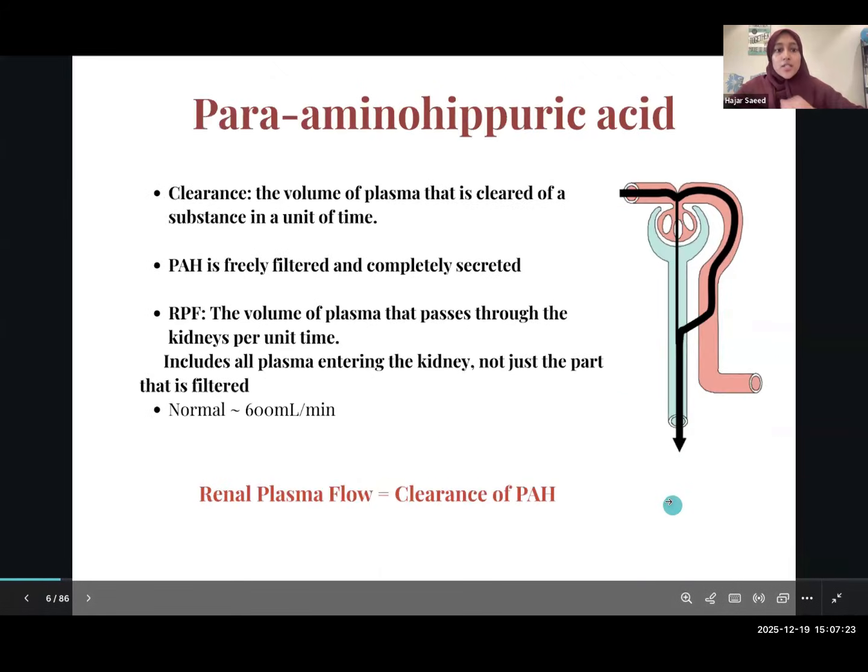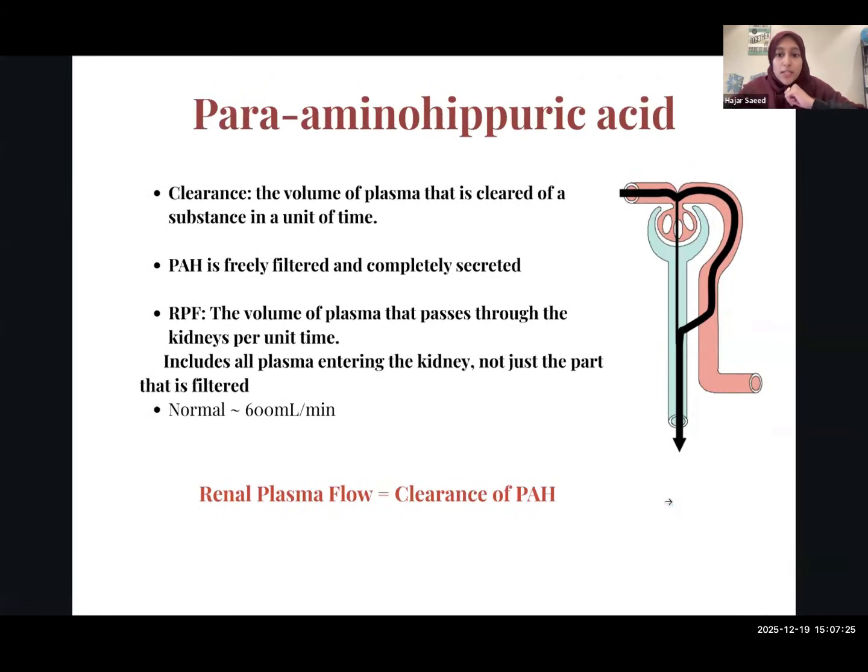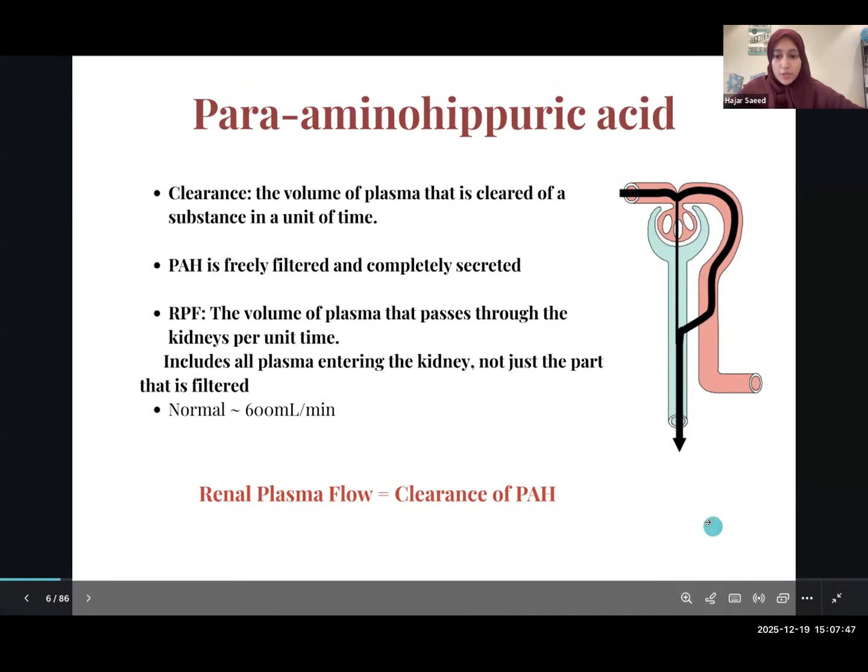Okay, now about PAH. PAH is used to measure renal plasma flow, and that's because out of the 20% that flows into the glomerulus, it's freely filtered, but the other 80% is also cleared of PAH. So all this 80% of plasma, all the PAH is going to be secreted into the tubule, and eventually all of it will end up in the urine. So basically, all the renal plasma flow is cleared of PAH. So we use PAH to estimate renal plasma flow. Okay, next question. We're going to utilize what we used here for the next question.